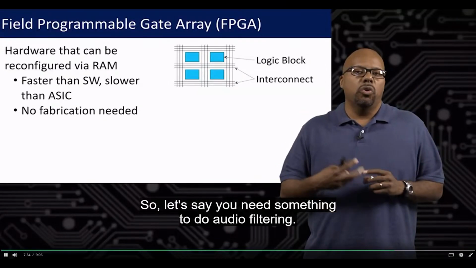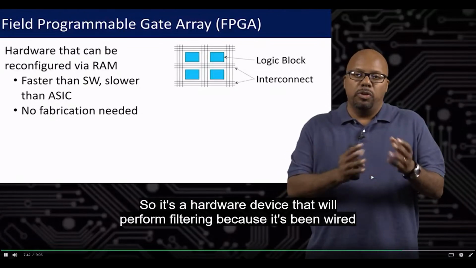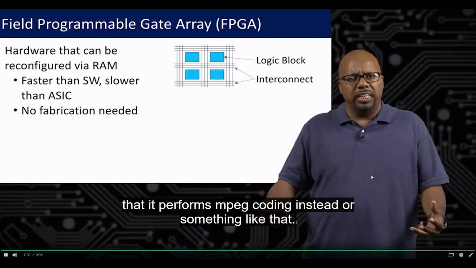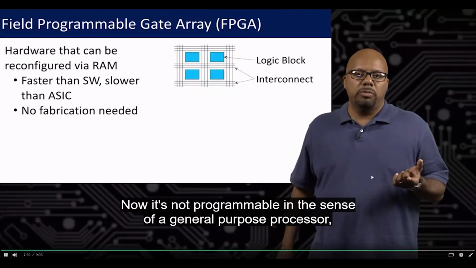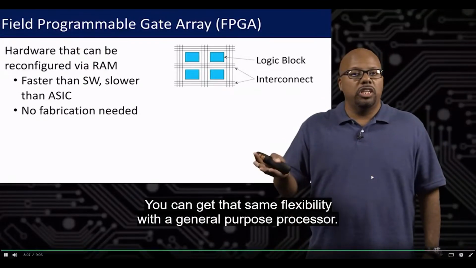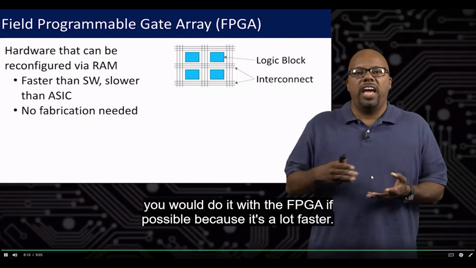So let's say you need something to do audio filtering. So you might configure the FPGA to perform filtering. So it's a hardware device that will perform filtering because it's been wired to do that. But then you can reconfigure the device to rewire it so that it performs MPEG encoding instead or something like that. So you can rewire this thing so that it can perform different tasks. Now, it's not programmable in the sense of a general purpose processor. You don't write code for it. And as a result, it's actually a lot faster than a general purpose processor, right? You can get that same flexibility with a general purpose processor. You could run one program or run another program. You can do that with a processor, but you would do it with an FPGA if possible because it'll execute a lot faster.